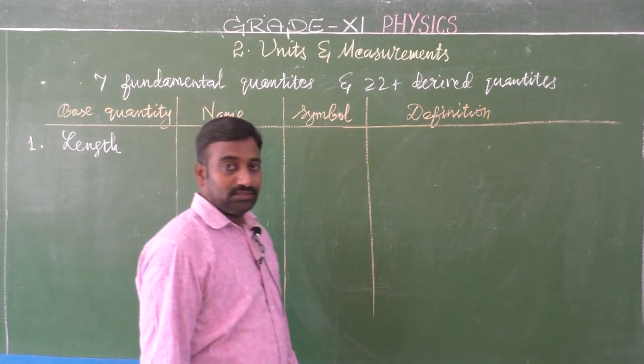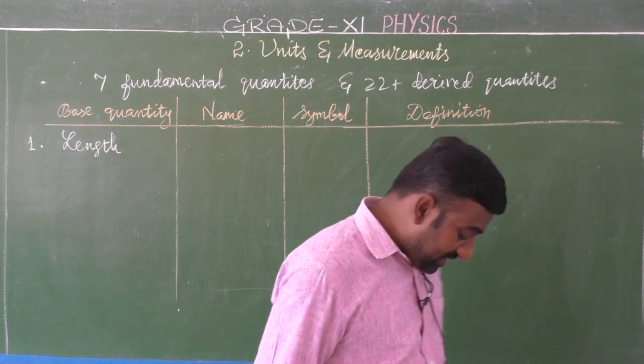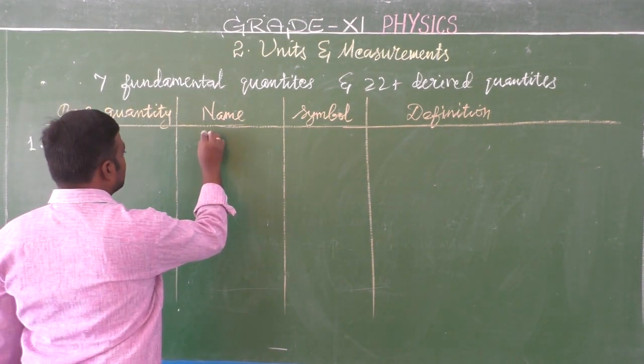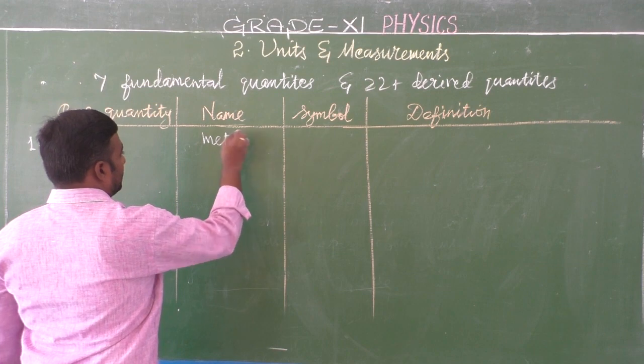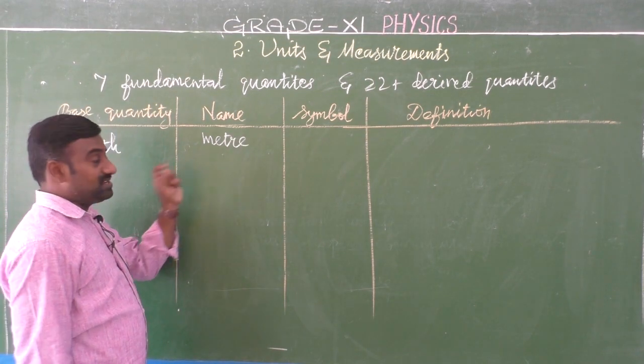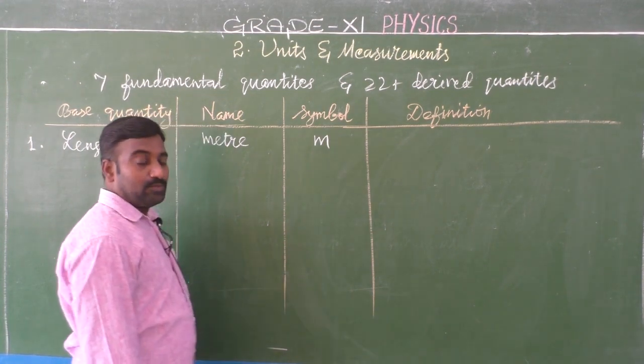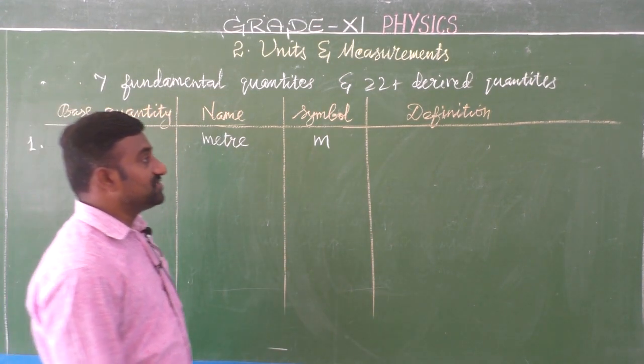So length. What is the SI unit of length? The name of the unit is meter. So length is measured in meter. The symbol is small m. What is the definition? Look at the definitions.